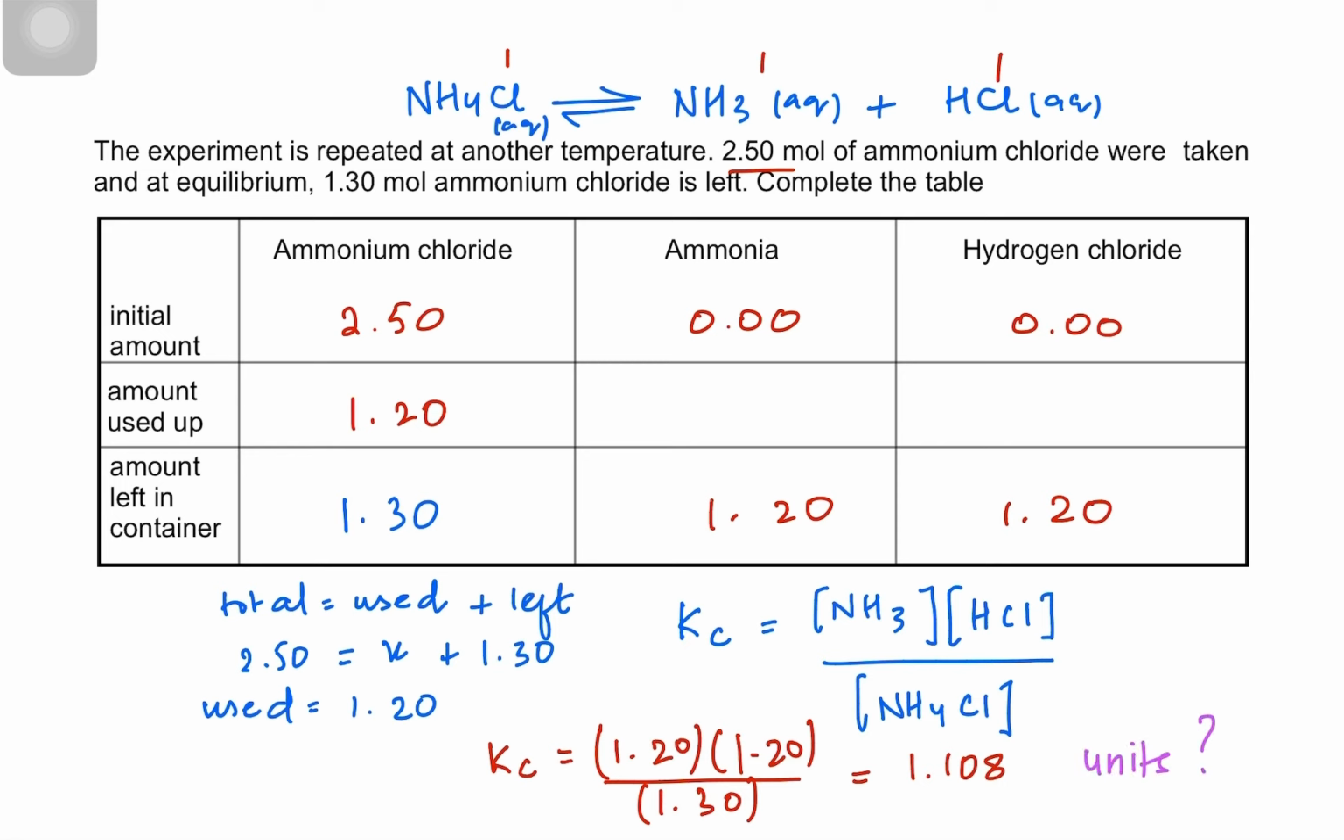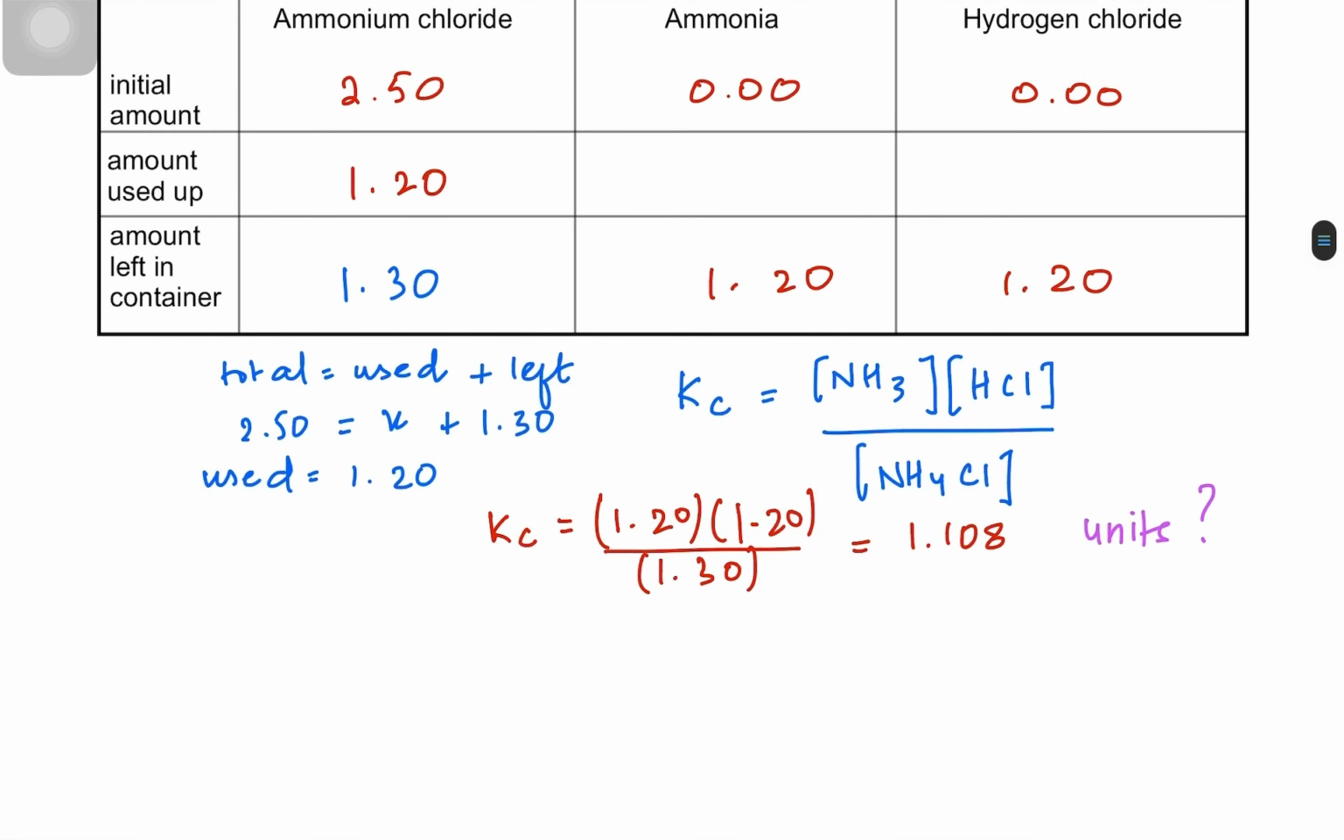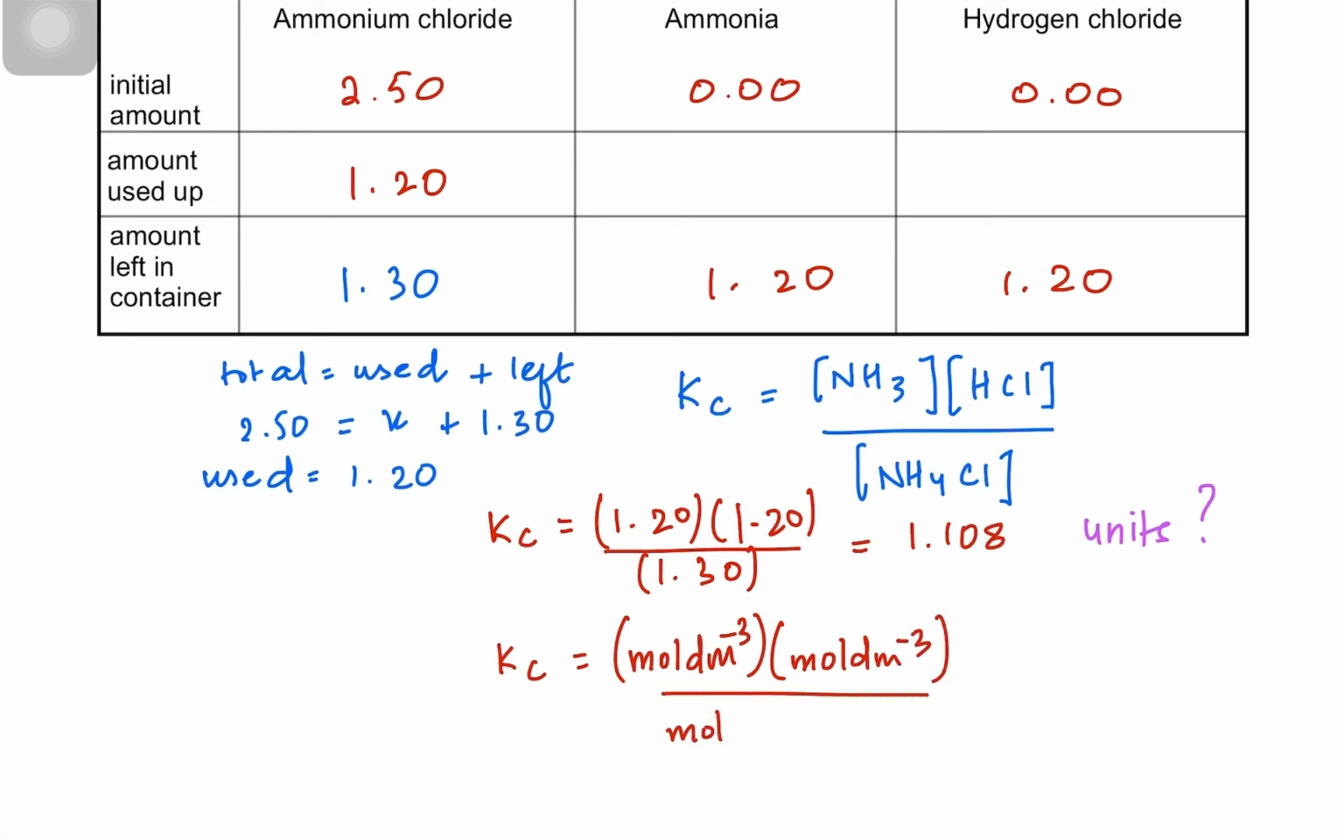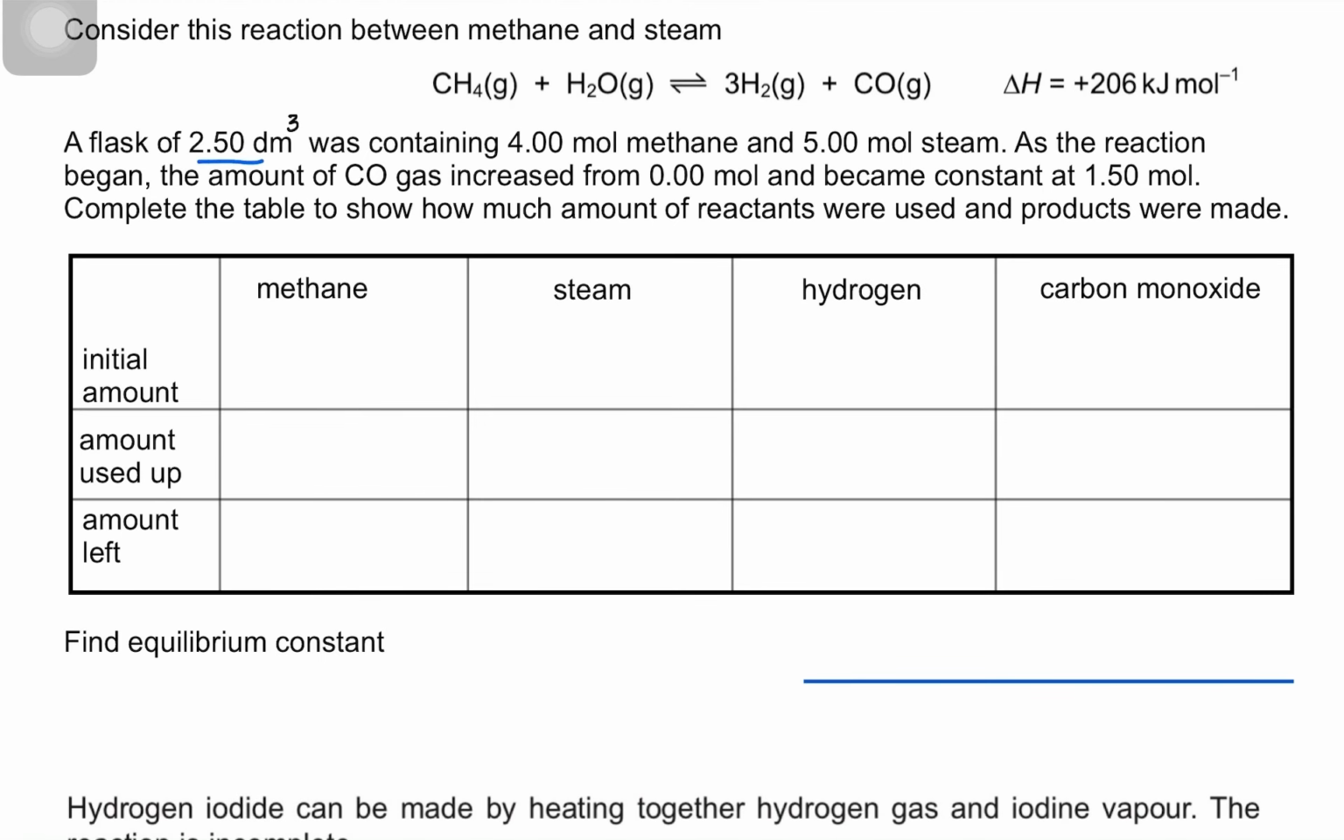What are the units for the Kc expression here? Let's find that out. In Kc, the ammonia and HCl were both mole per decimeter cube, and they both were numerators. So 2 times I'm putting mole per decimeter cube, and the reactant was also mole per decimeter cube as denominator. I cancel out the units, and I get that the units for this Kc are going to be mole per decimeter cube. So the units of Kc are also variable based on the equation.